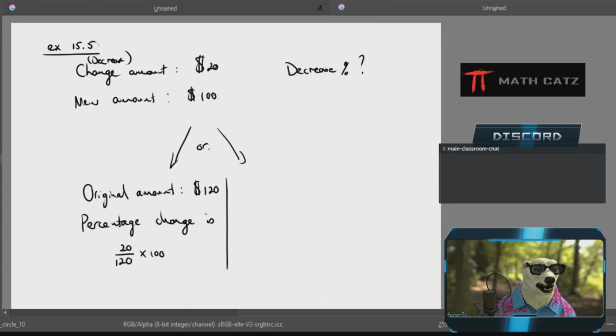Now let's just go to MathBot, why not? Let's see what we get here: 20 over 120 times 100. It is 16.67, let's round it, 16.67. Now you can put the percentage sign there if you want to.